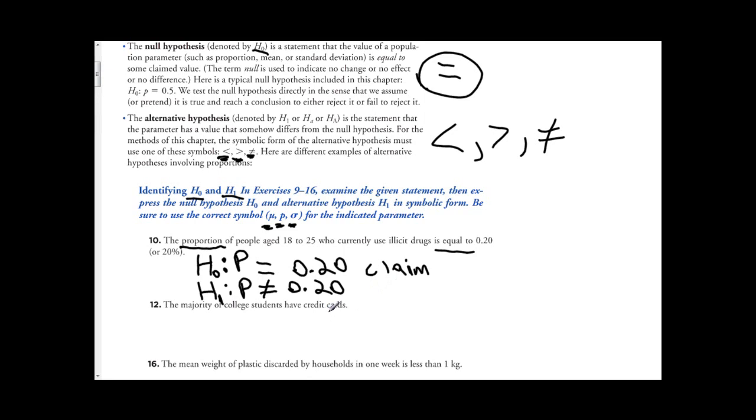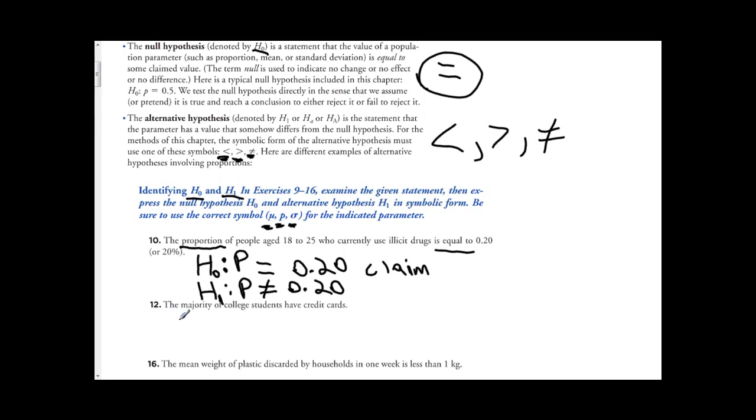All right, so now let's take a look at number 12. Number 12 says the majority of college students have credit cards. Now this one is kind of tricky because they don't really tell us what parameter we're trying to make a claim about here. So we have to use a little bit of intuition to realize that when they say the majority of something, they're talking about a proportion. And a majority is actually a proportion that's greater than 50%.